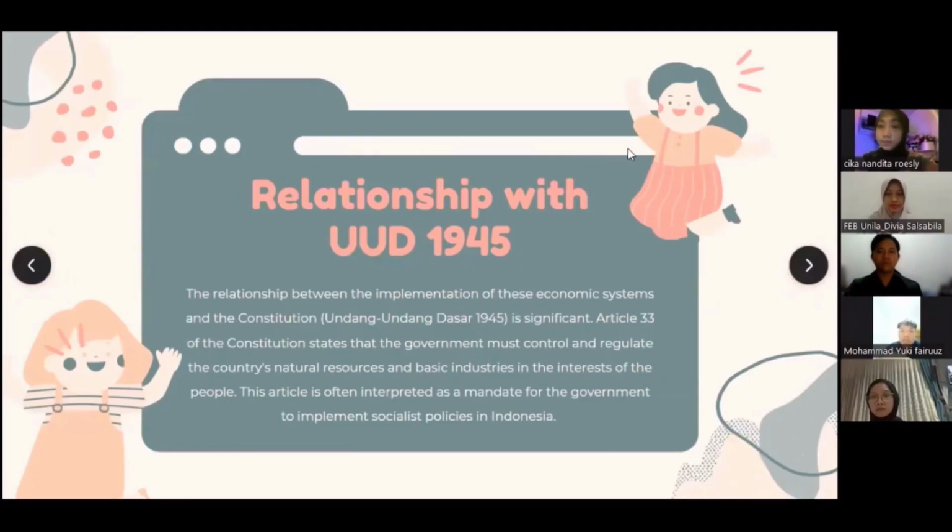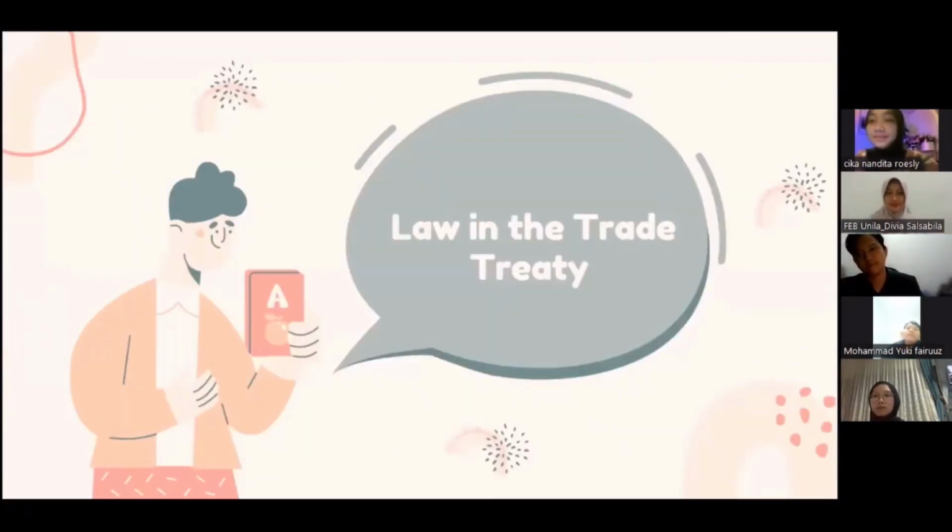And the relationship with Undang-Undang Dasar 1945. The relationship between the implementation of these economic systems and the Constitution, or Undang-Undang Dasar 1945, is significant. Article 53 of the Constitution states that the government must control and regulate the country's natural resources and basic industries in the interest of the people. And this article is often interpreted as a mandate for the government to implement socialist policies in Indonesia. So the next chapter will be presented by my friend Cika.